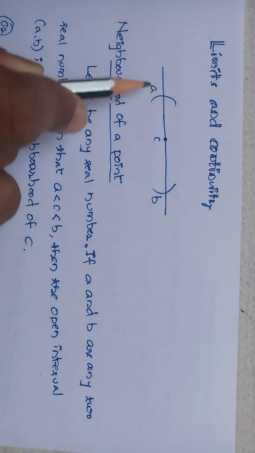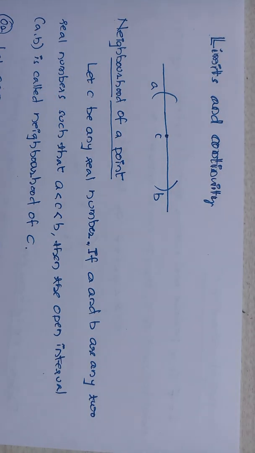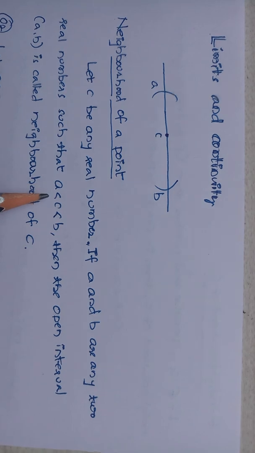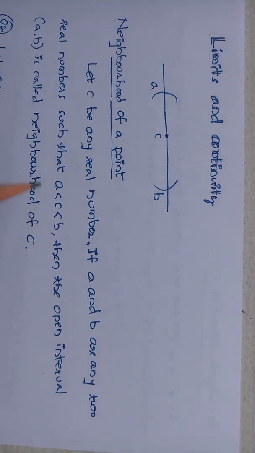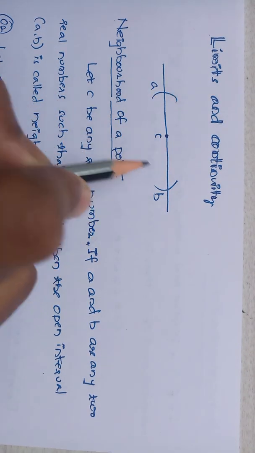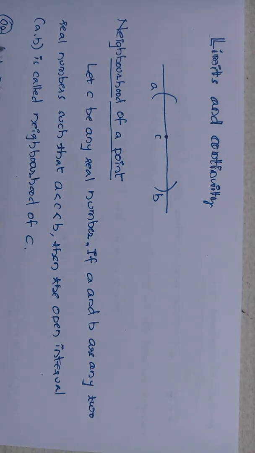So here a real line is there, with two points A and B. Here A is less than C is less than B. So around C we make an open interval. Then the open interval (A, B) is called the neighborhood of C.